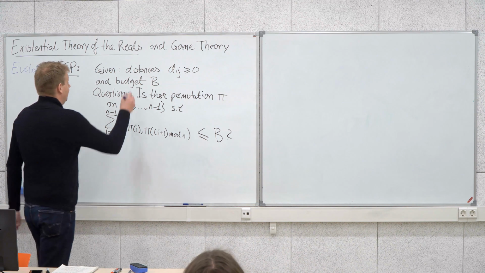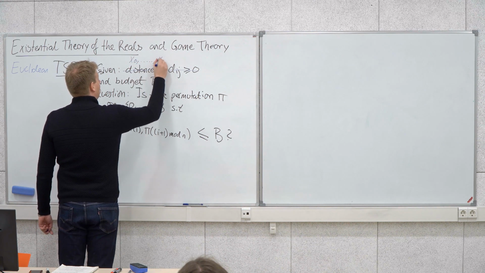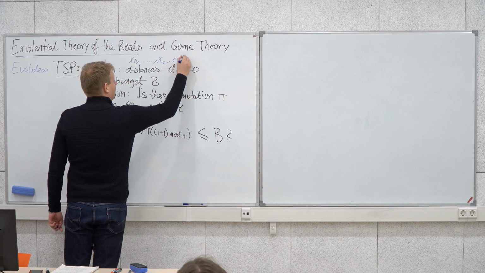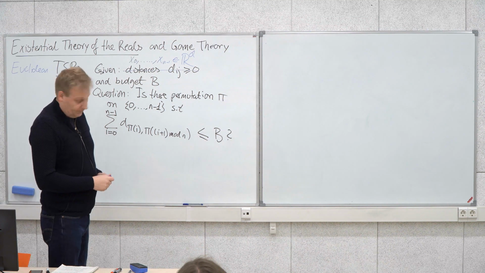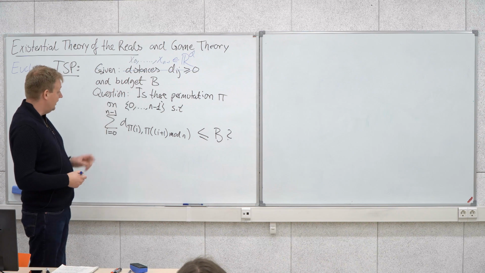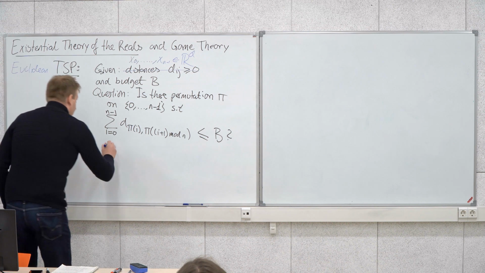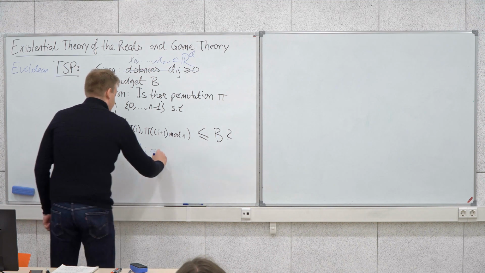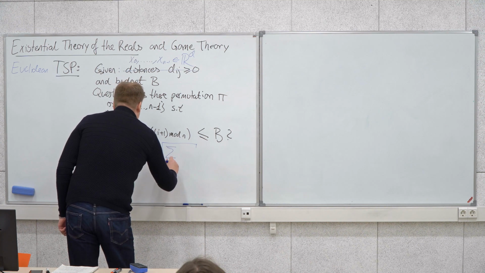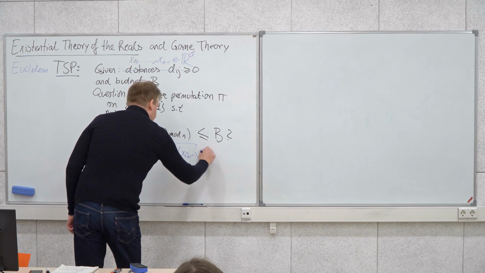Right, so instead of having these distances, we're going to have cities x_0 up to x_(n-1). Let's say they live in d-dimensional space for some d. And we still have the budget. We still want to ask about a permutation meeting the budget, but now the distances are the Euclidean distance, where d(x,y) is then just the square root of the sum over k from 1 to d of (x_k minus y_k) squared.